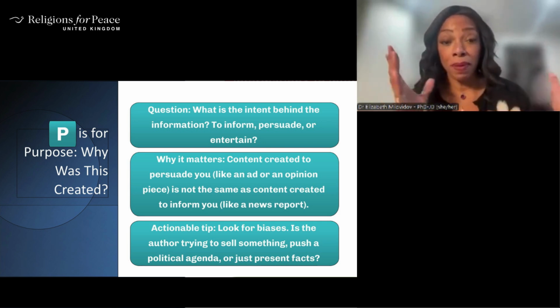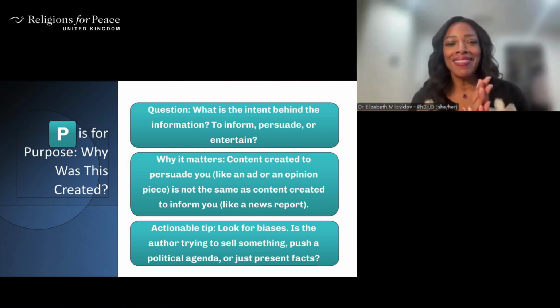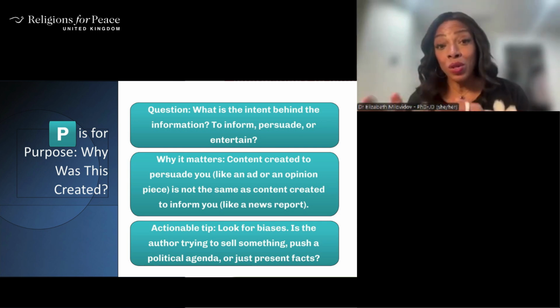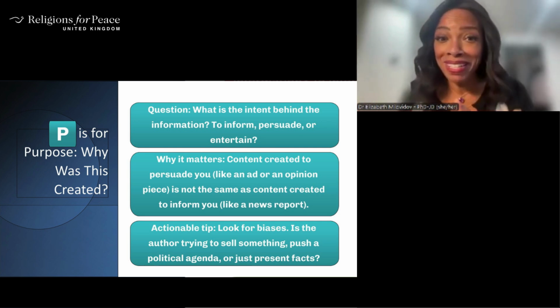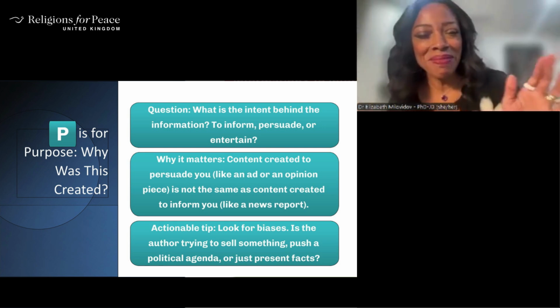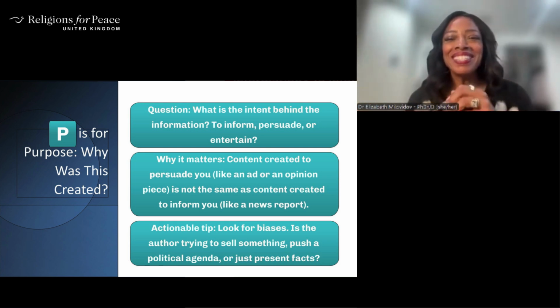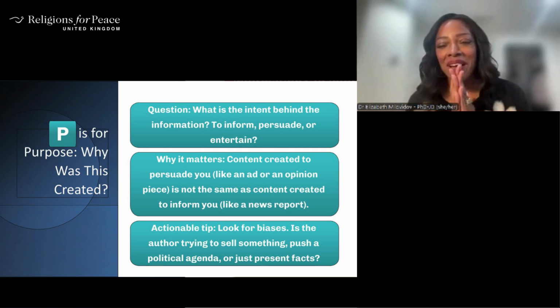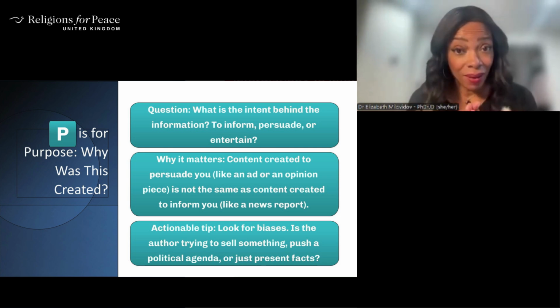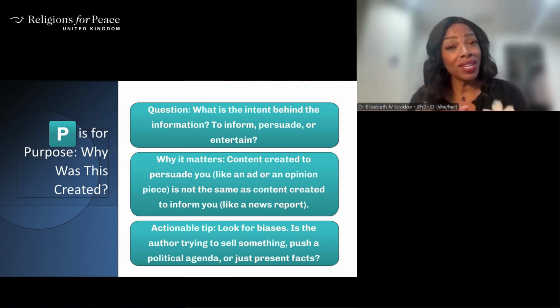all of a sudden you want that big piece of chocolate cake, is not the same as content that's created to inform you, like a news report talking about the benefits of chocolate cake. Can you tell that I want some cake? But still, you have to really understand this, and it's okay for a source to be biased, as long as you recognize that bias too.